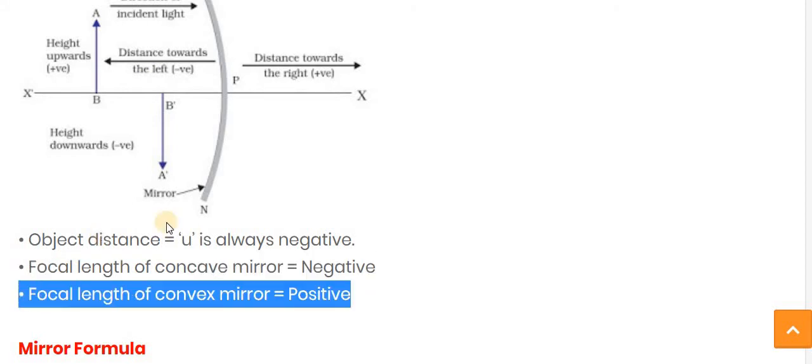But in the convex mirror, we are getting the image at the back side over here. So in that condition, we have to consider it positive. U is always negative. The focal length of a concave mirror, the small f, is negative. And the focal length of a convex mirror is always positive.